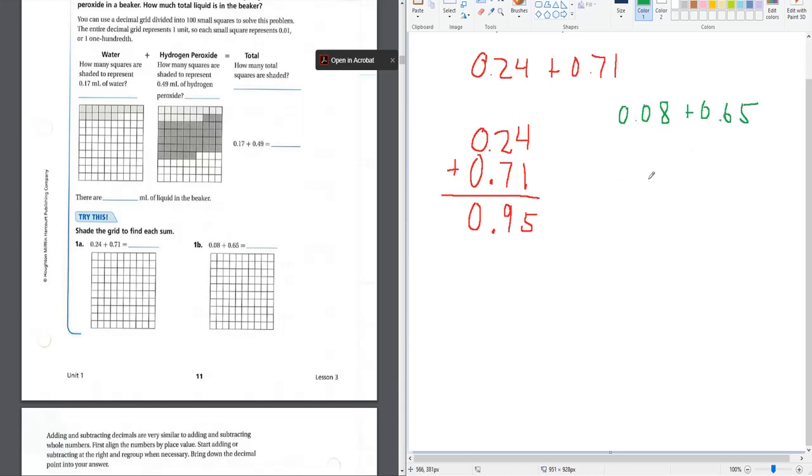So here we go. We have 0.08. My tenths and hundredths places are lined up with the tenths and hundredths places of my other number. So 8 plus 5 is 13. And if you need a reminder on place value, this goes tenths, then this one is hundredths.